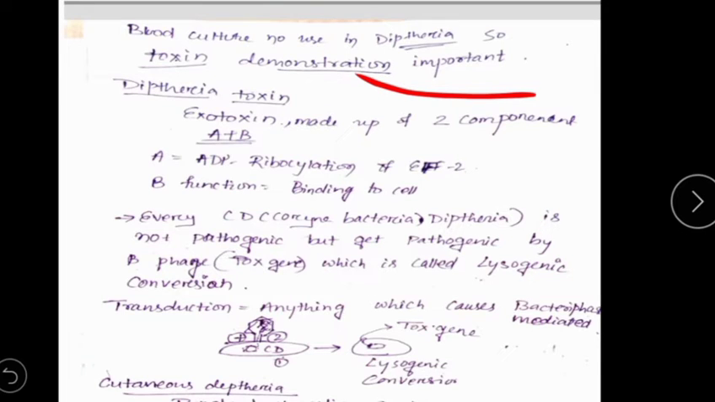Then diphtheria toxin is made up of two components. We discuss A and B. What is A? ADP ribosylation of EF-2. And the B function is binding toxin A to the cell, helping the binding of toxin A to the cell.